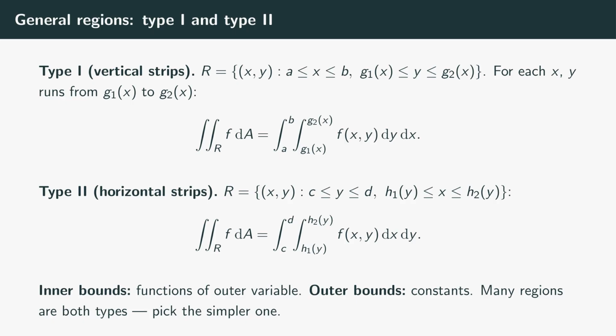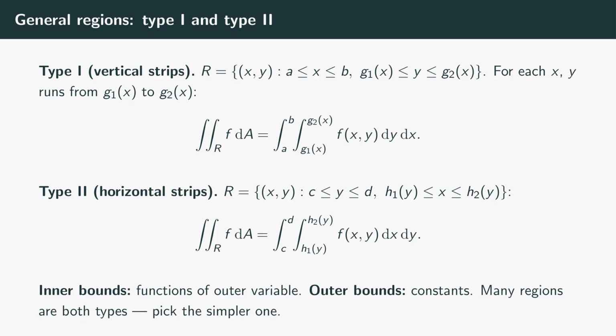If you slice the region with a vertical line at coordinate x, you get a single vertical line segment from g sub 1 of x to g sub 2 of x. That's the strip. The iterated integral over a type 1 region integrates y first, with limits that depend on x, then integrates x between constants a and b.